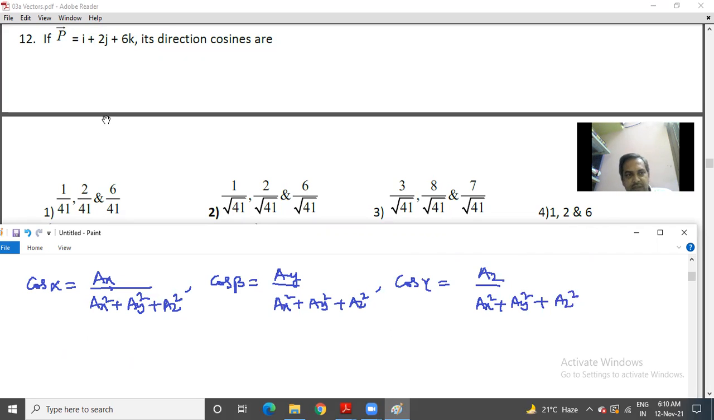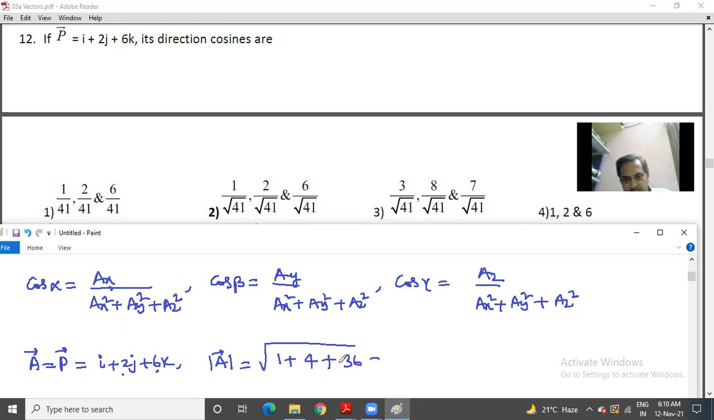Now, first let us find the magnitude. So instead of P, I am taking A. Vector A, or this can also be vector P, is i plus 2j plus 6k. To find its magnitude, it is root over ax square, which is 1, ay square, which is 4, and az square, which is 36. So therefore it is root 41.